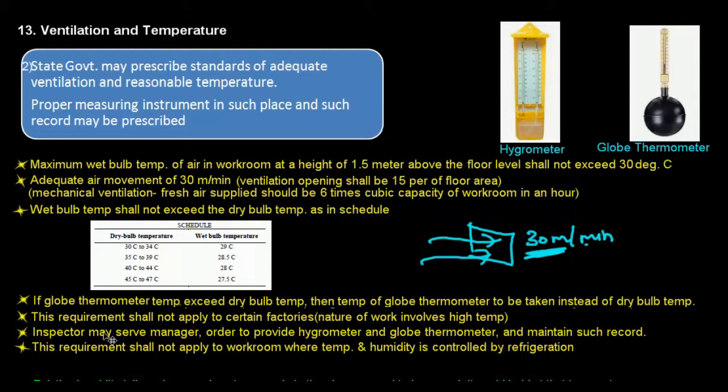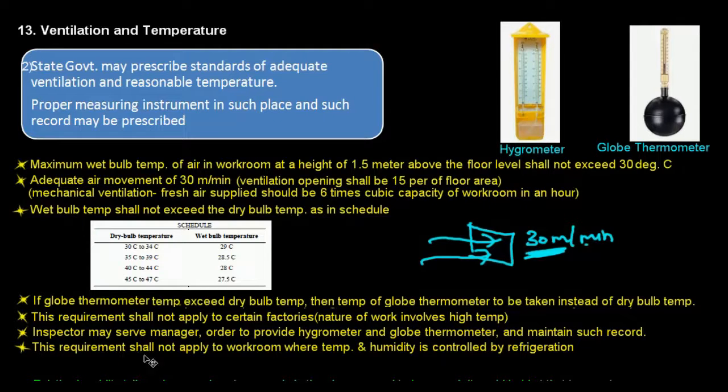Now the next is that the inspector may serve the manager an order to provide a hygrometer, globe thermometer and maintain such records. The inspector has the power to tell a manager that they have to make provision for a hygrometer or thermometer, or maintain such records, or they can also tell them to maintain a desert cooler. This depends on the temperature. If the inspector feels that the factory requires it, then he may order such manager to make such arrangement.